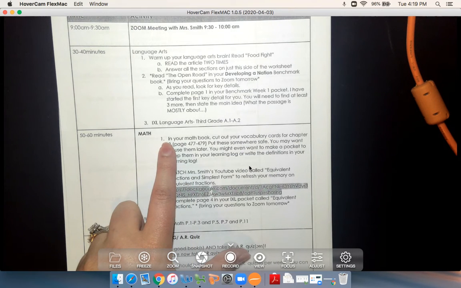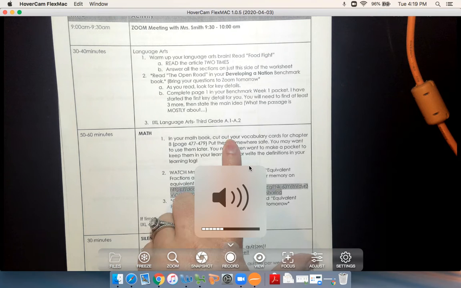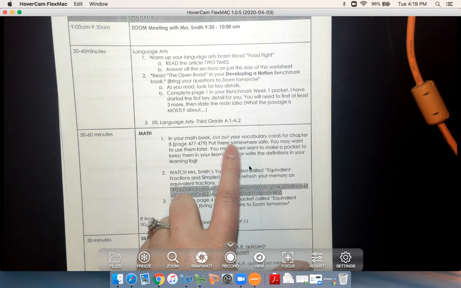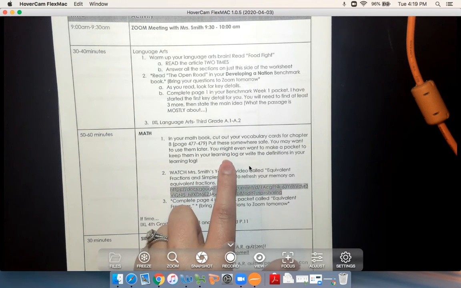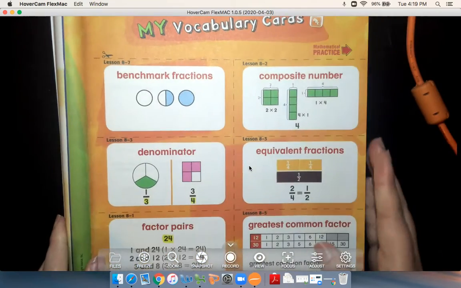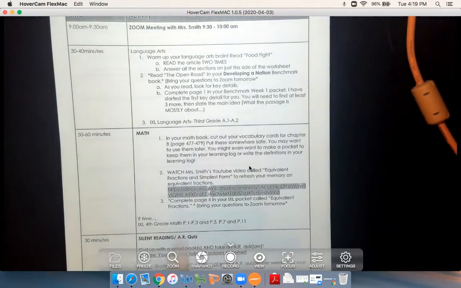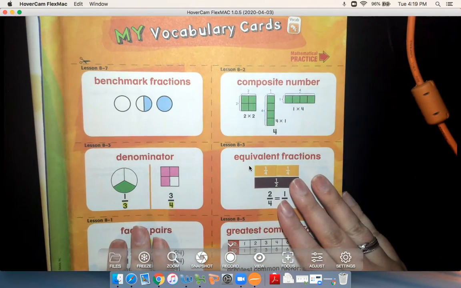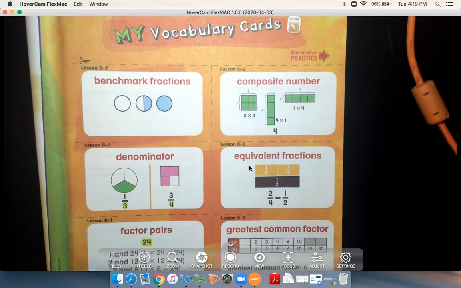At this point, if you're watching this video, you should have already cut out the vocabulary cards from this chapter and put them somewhere safe. I'm suggesting to you guys and the third graders to put your flashcards in your learning log or in an envelope and keep them in a safe spot with the rest of your school stuff so that you can refer back to them if you need them. The vocabulary cards I'm talking about are these ones. I know that my page numbers here are wrong. They are these vocabulary flashcards in the beginning of chapter 8 in your book.